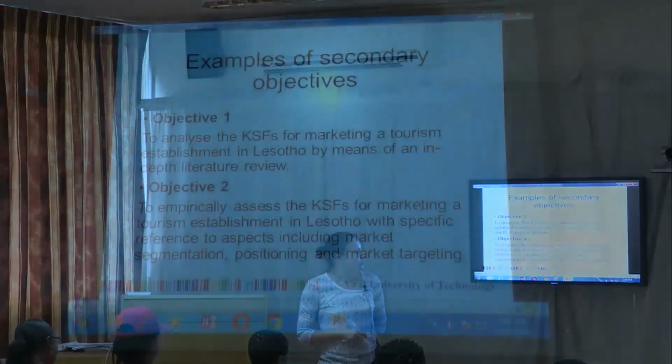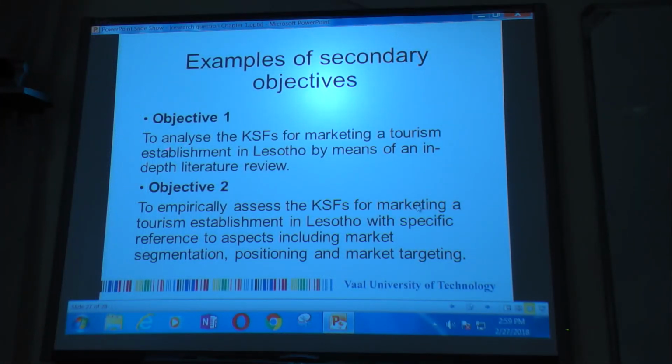This student, she said she's going to analyze the key success factors for marketing a tourism establishment in Lesotho by means of an in-depth literature review. So she says one of the steps, or one of the objectives that she needs to take in order to identify those key success factors, is that she first needs to go and read what literature says. So that is one of her objectives, and that is attainable. She can search for the literature, she is going to write a chapter about the literature, so then the objective will be met. So it's measurable as well.